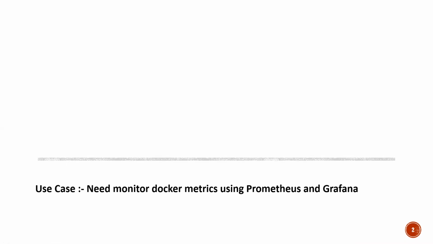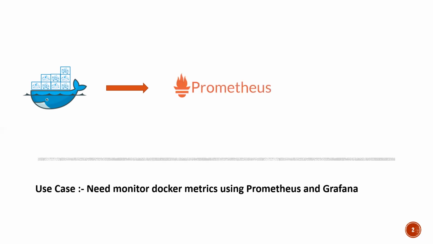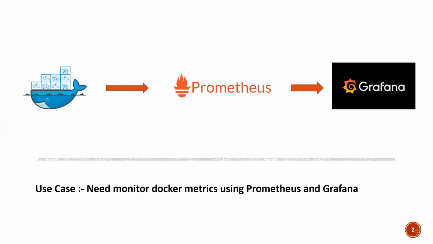Using Prometheus and Grafana. For this, on the machine where I've installed Docker, I'll make a little configuration change in my Docker daemon.json file, and then it's going to expose an endpoint. That endpoint is accessed by Prometheus. Basically, it's going to scrape the data from that metrics, and then it is passed on to Grafana.